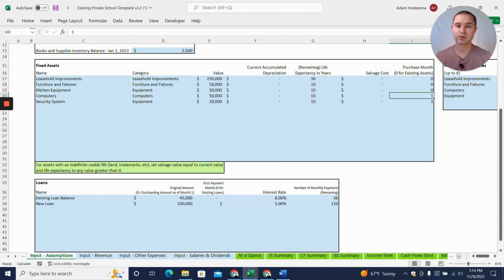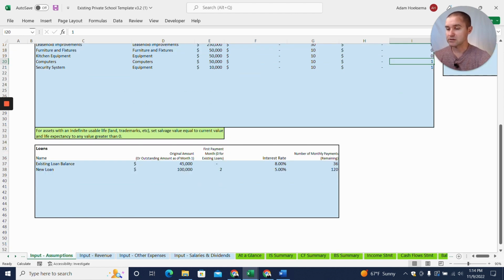Let's say we're going to buy new computers in a year, we could put month 12 there to signify that. And we can also add in existing loans and future loans that we think we might take out.